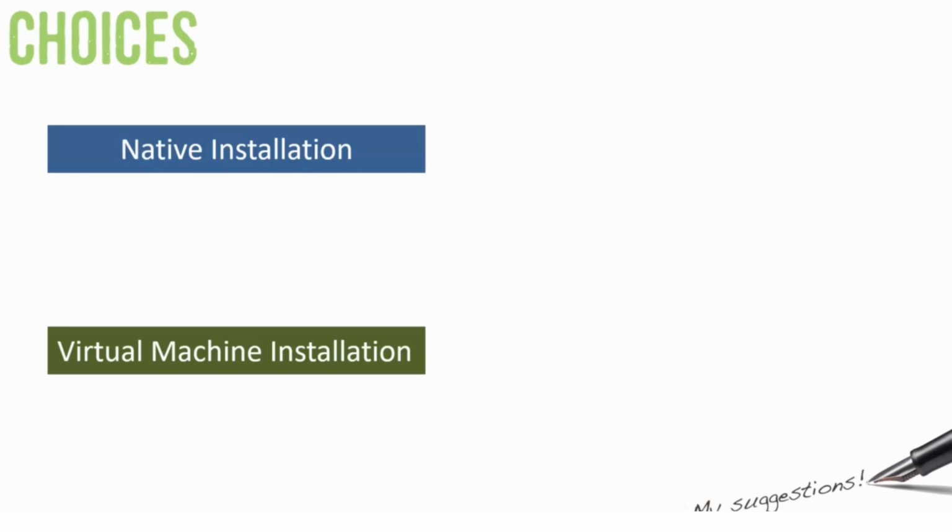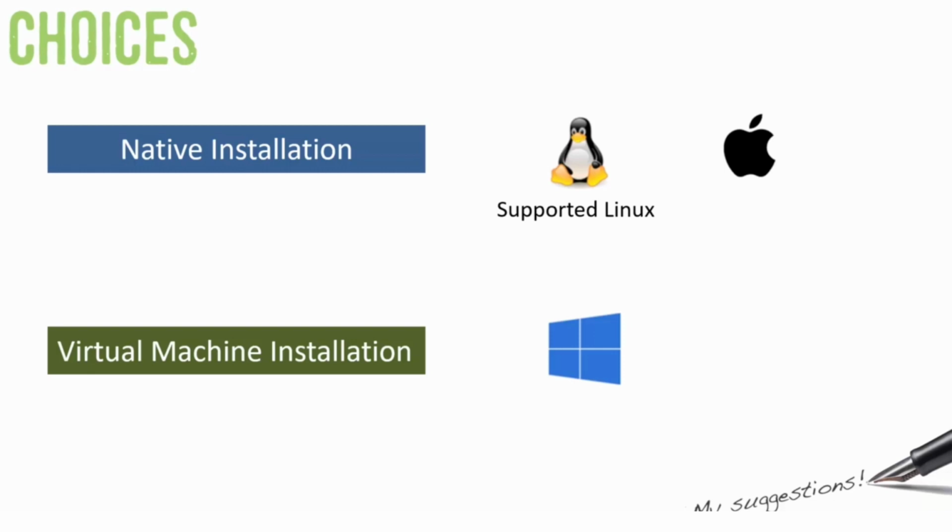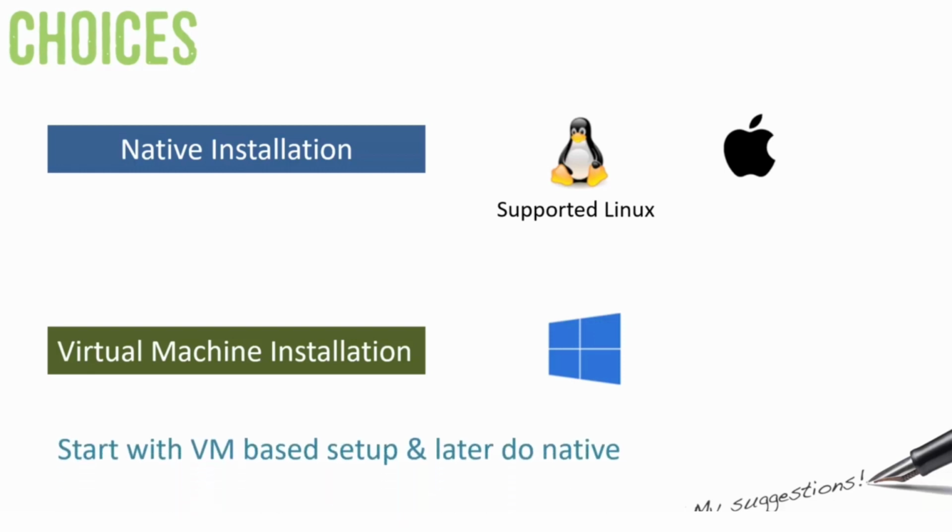So here is my suggestion, but the end decision is yours. If you're using a supported Linux OS, then go with the native installation. For Mac OS, go with the native installation. Even for the newer versions of Windows, such as Windows 10 Pro, go with the native installation. But if you're using Windows 10 Home or some earlier version of Windows, then I would suggest that you start with the VM-based setup and later do the native installation.